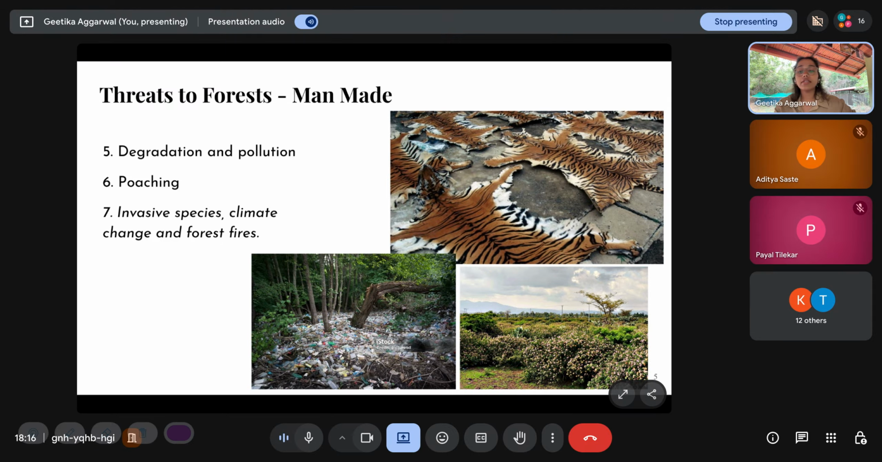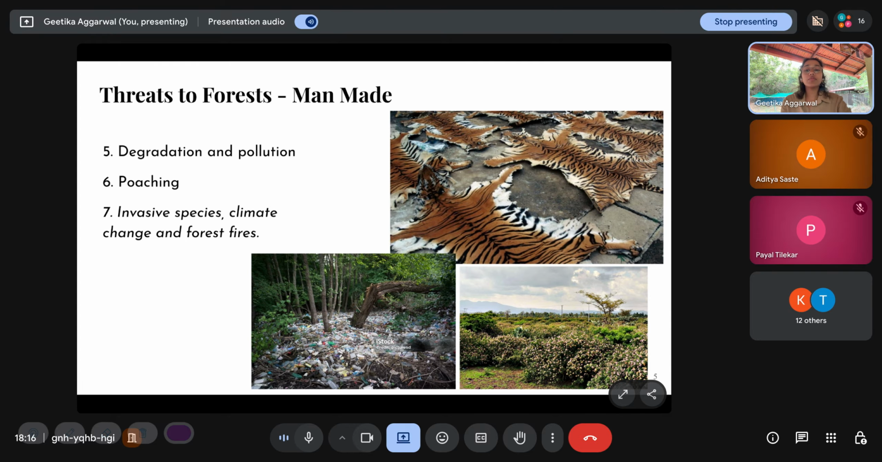Then again, these three threats which we came across in the natural category as well, but there are also threats which can be anthropogenic: invasive species, climate change, and forest fires. Forest fires can also be caused due to anthropogenic factors. Humans can lead to forest fires. Climate change is, as we know, humans have played a huge role in how climate change has been happening. So again, climate change is indirectly also caused by humans.